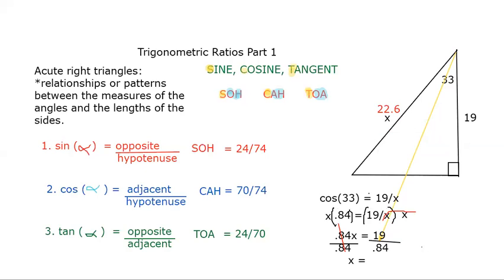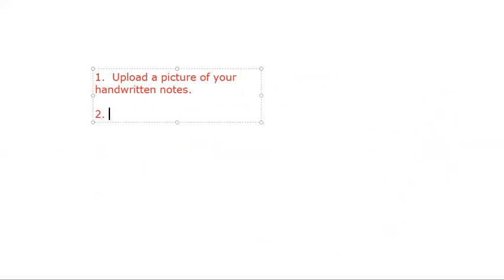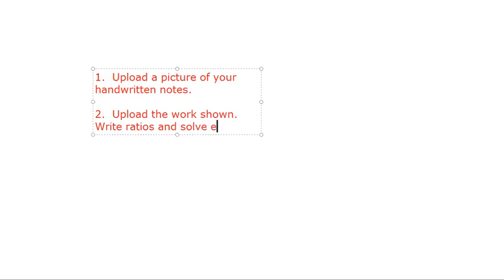Everything makes sense. All right, you are ready to do this homework worksheet. Remember, you're going to upload a picture of your handwritten notes from this video. You're going to upload the work shown. You're going to solve those equations. You're going to write the ratios out, just like we did in the examples. And you're going to put a picture of that with it in number 2. And then you're going to input your multiple choice answers into the Google form. All right, good luck. I'll see you in the next lesson.